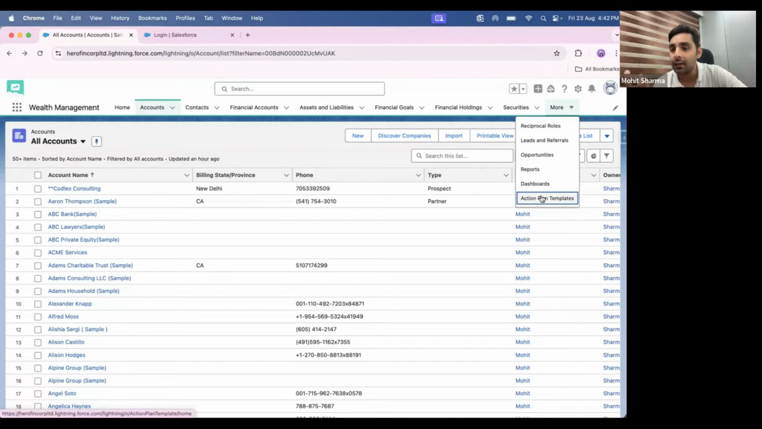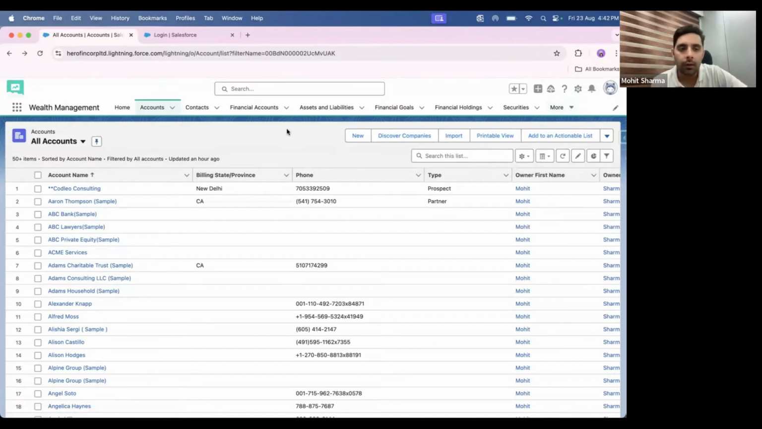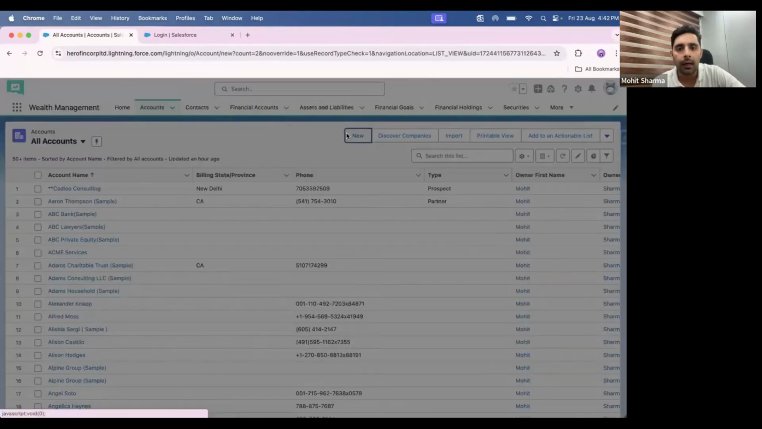The action plan can also be managed, including your reports and dashboards, which are again the standard capabilities of Salesforce. Now let's quickly start with your account. So when I'm on my account, right?